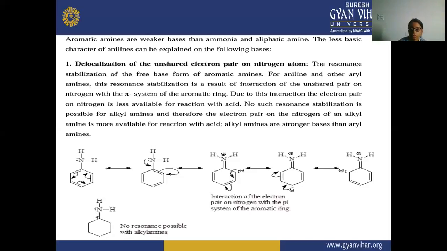That is why the unshared pair of electrons is readily available for the reaction in alkyl amines. But in aromatic amines, it is not readily available for the reaction. So that is why aromatic amines are weaker bases than alkyl amines as well as ammonia.